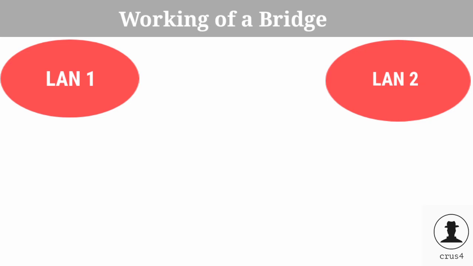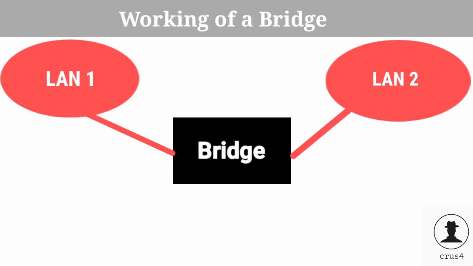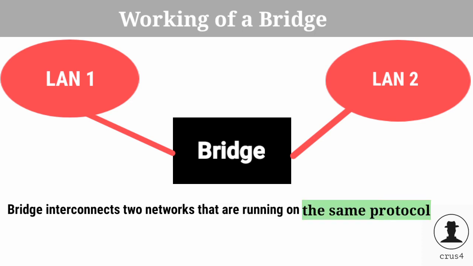Suppose we have two local area networks. Now to connect these two local area networks, we use a bridge. Now the bridge interconnects these two networks. That is the working of a bridge. And the very important point to note about the bridge is that the bridge interconnects two networks that are running on the same protocol. So same protocol is very important point.